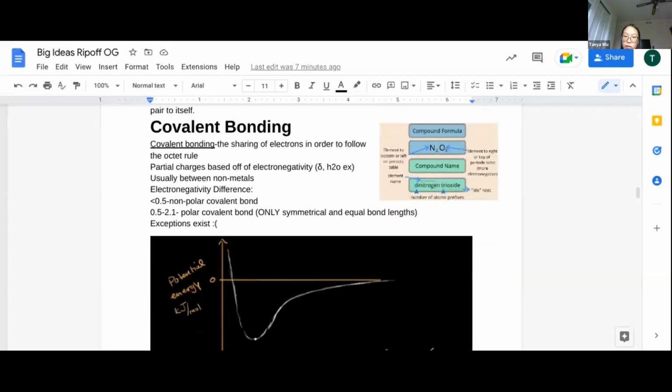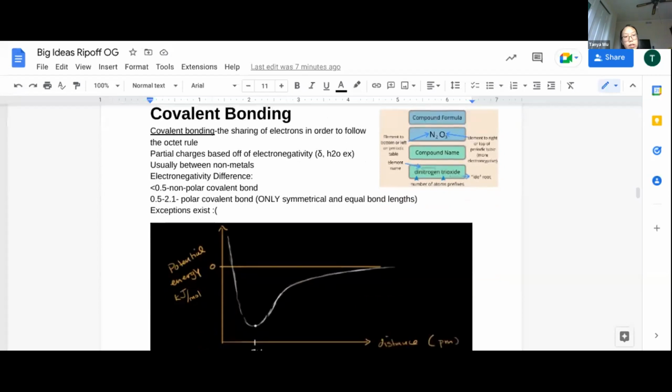But not all bonds are polar. Some bonds, like O2, it's just oxygen and oxygen. So there's no electronegativity difference there. It's the same. And electronegativity can be measured in a number of ways, but one of the most common is the Pauling scale. Yeah, H2O would be called dihydrogen monoxide, but we mostly just call it water.